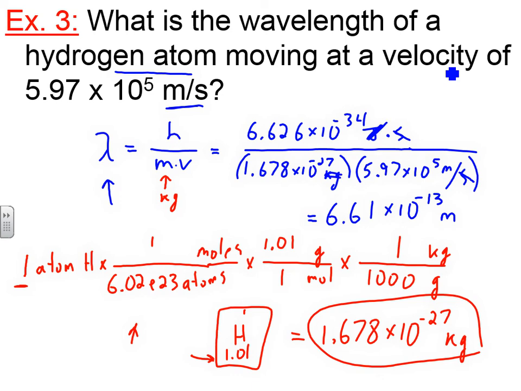So a hydrogen atom going that fast actually has a wavelength, and this is quite small. This is smaller than a billionth of a meter. This is smaller than a trillionth of a meter. This is actually 0.6 trillionths of a meter, which is pretty tiny. That wavelength is really, really small. It's really hard to see, but you can actually measure it, and it's significant enough.